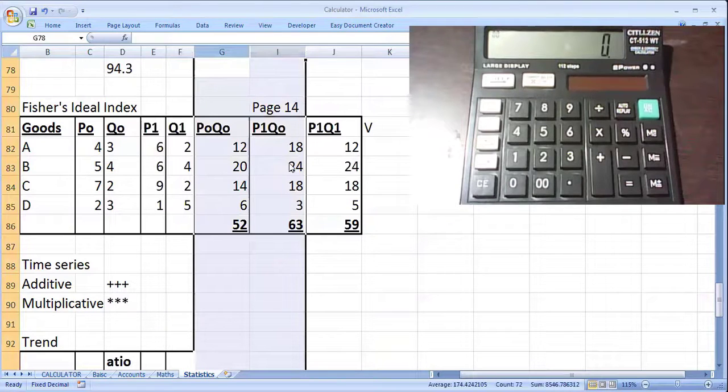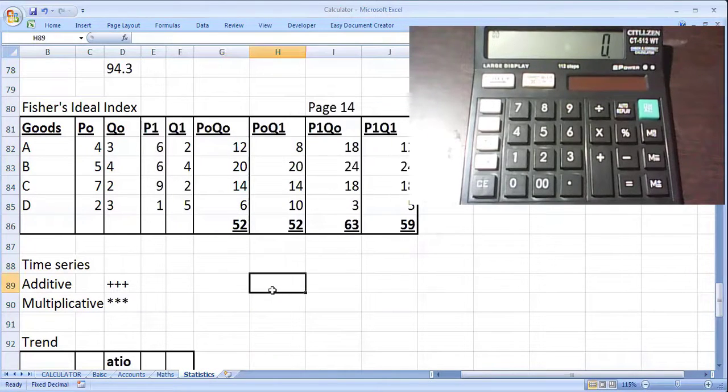Other than that, nothing will be there. We got all the values. See, in Fisher's index, one second.